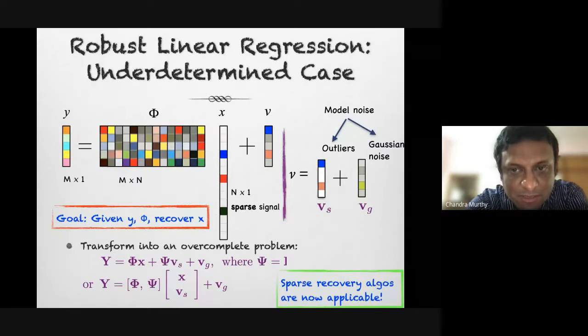Now, because vs has only a few non-zero components corresponding to the outliers, vs is also a sparse vector. So if x is a sparse vector and vs is a sparse vector, x vs together is in fact a longer, bigger sparse vector. And so you can now directly use sparse recovery algorithms with the new measurement matrix, phi psi concatenated with each other.